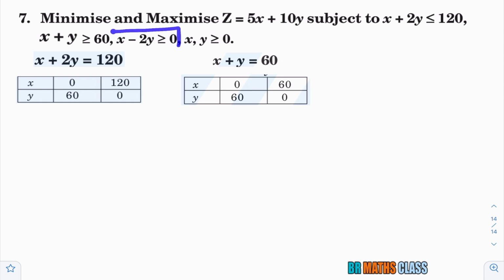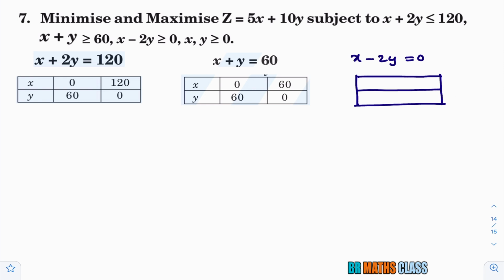You observe this interesting inequality. If I try to find 2 points on this line, what is this line actually? x minus 2y equal to 0. If you try to find 2 points on this line in the regular procedure, what happens? You can check here. If I put y equal to 0, you will get x equal to 0. You put x equal to 0 in this, then you will get y equal to 0. So it can be understood that this is a line passing through the origin.